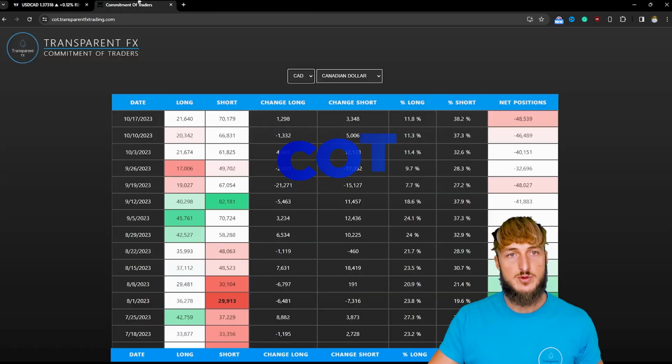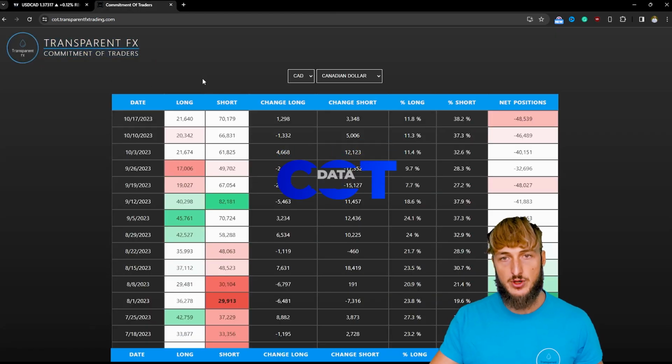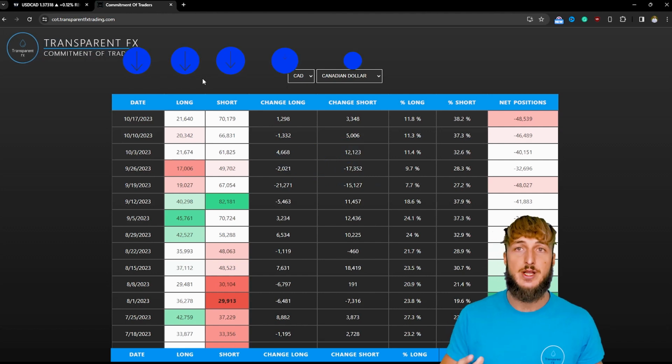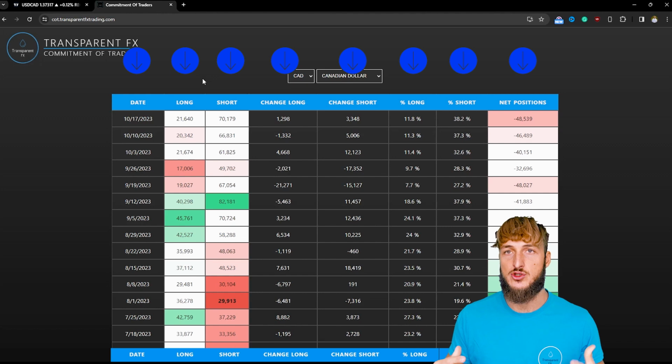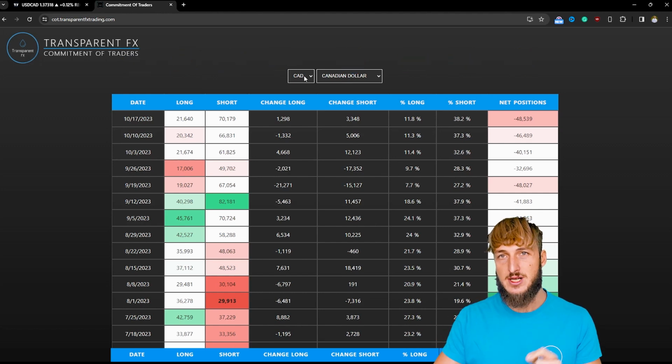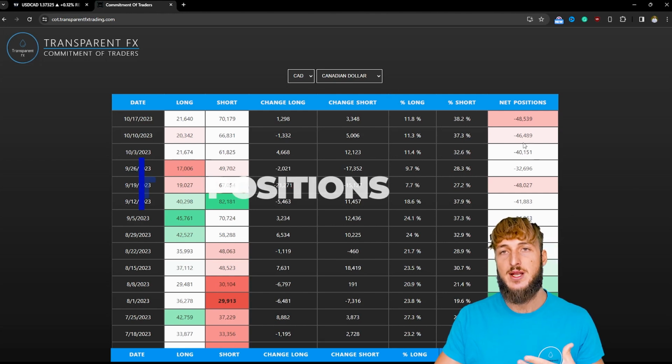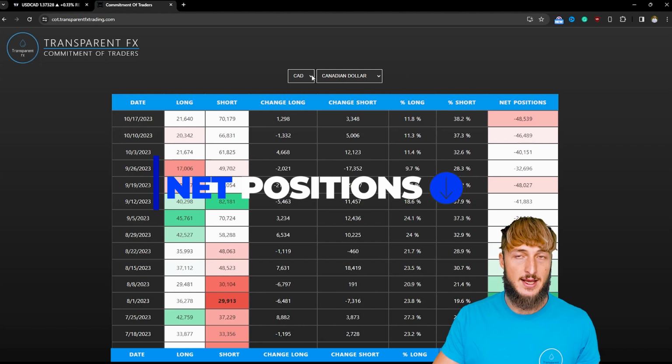Now, if we go and see what we have when it comes to the commitment of traders, so the COT data, which is what the non-commercials, so the biggest speculators in the market, are doing, which are essentially hedge funds, so the big players in the market, and we check the data precisely for the CAD, what we can see is that with the last reports, net positions have been massively decreased on the CAD.